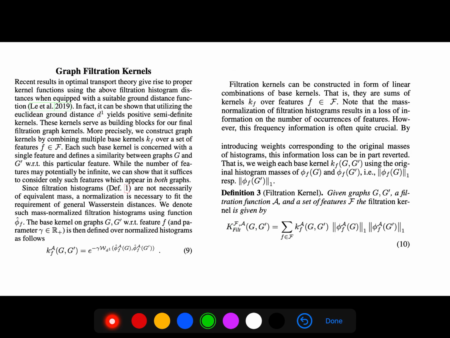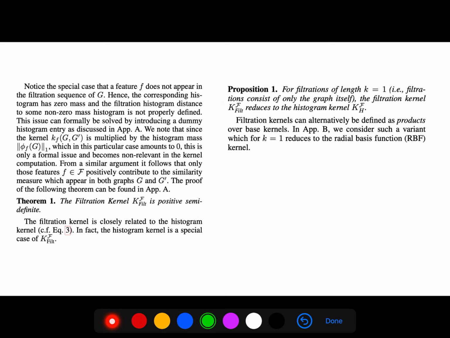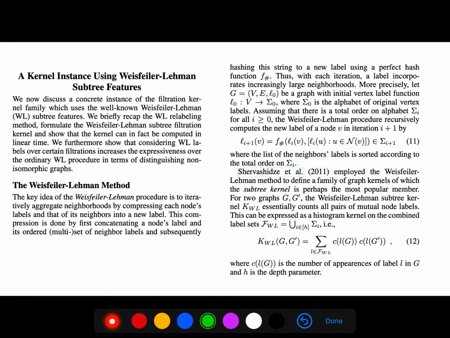Another definition is the filtration kernel. Now that we have graphs G and G prime, a filtration function, as I said, how we construct that, and a set of features, the filtration kernel can be written like this. And they proved in the theorem that the filtration kernel is positive semi-definite. Also, the filtration kernel for k equal to 1 reduces to just the histogram kernel.